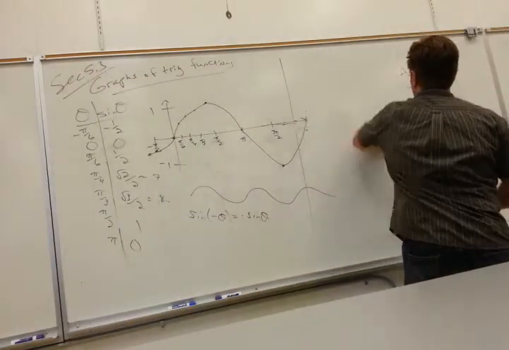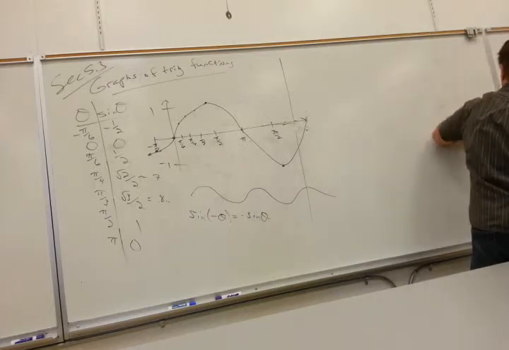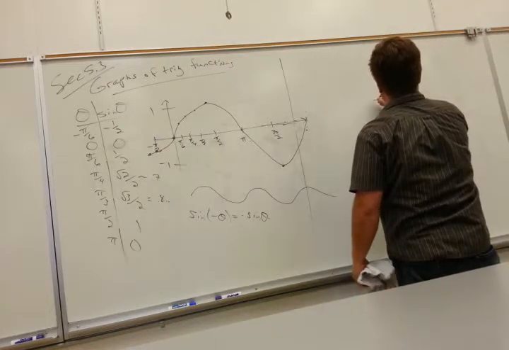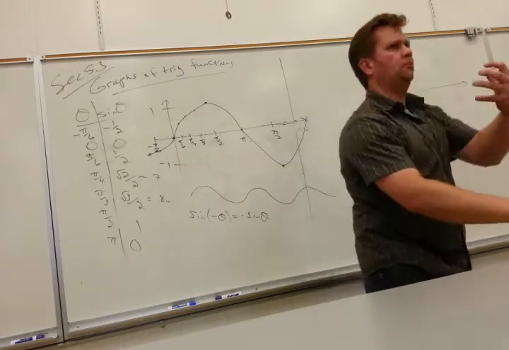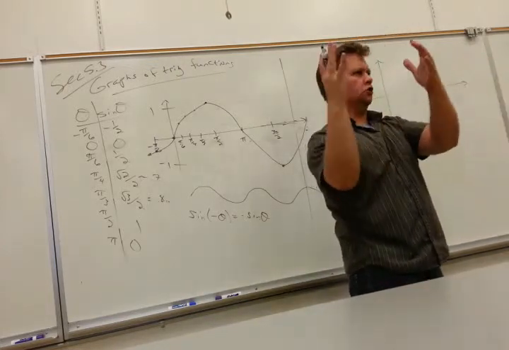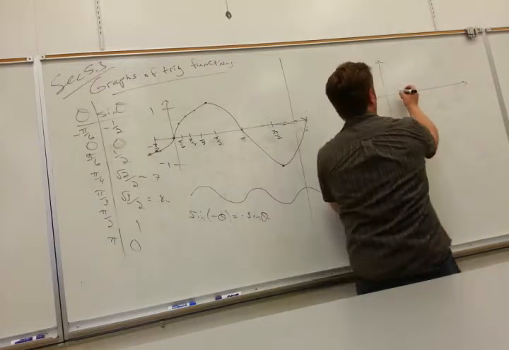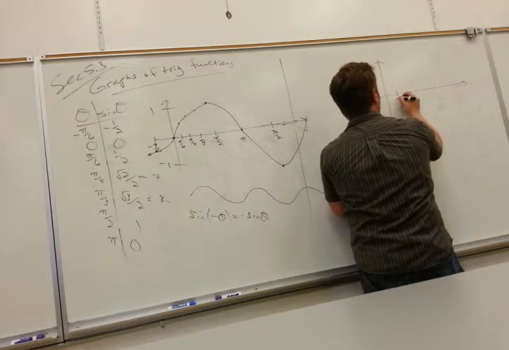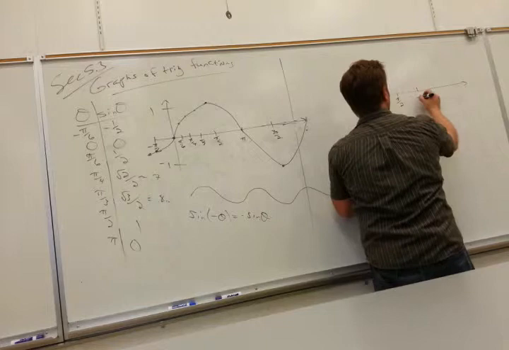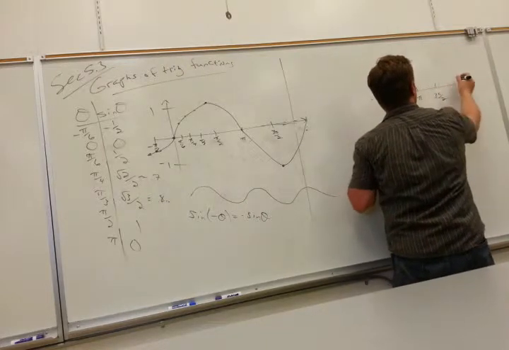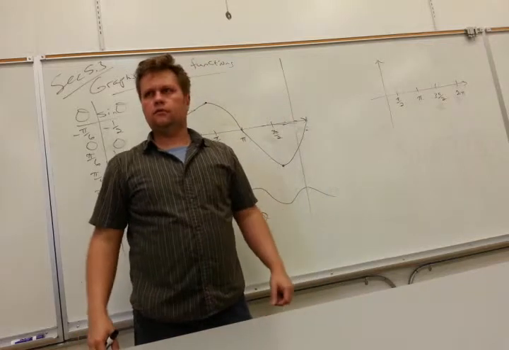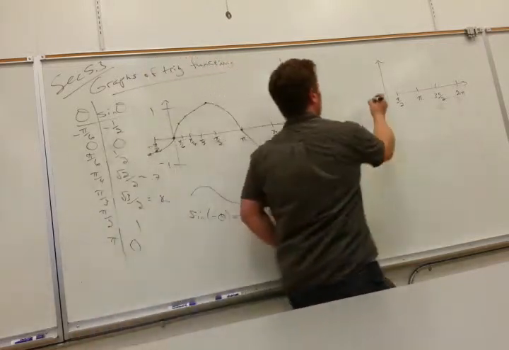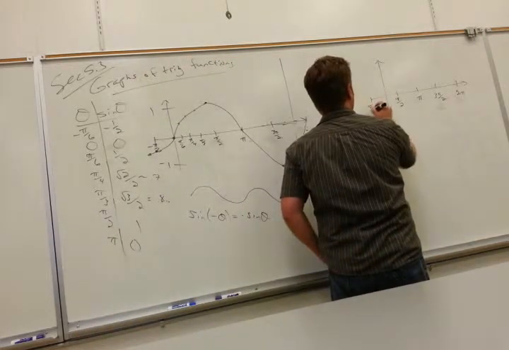Let's try to do cosine without making a table. So these are my anchor points. These are the anchor points you want to use when you're shifting it. These are the points you want to consider moving around: pi over 2, pi, 3 pi over 2, 2 pi. That's your anchor points. We can go ahead and put a negative pi over 2 back there.